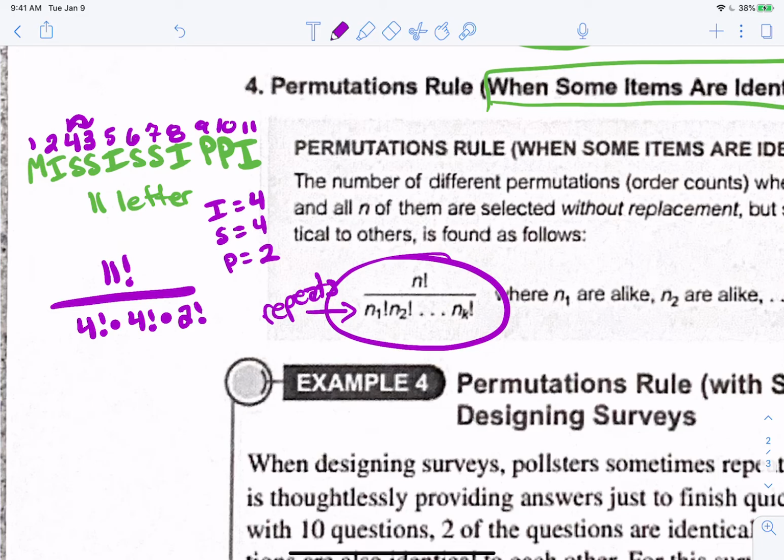Now, if you type 11 factorial divided by 4 factorial times 4 factorial times 2 factorial into your calculator that way, it will give you the wrong answer. All it will do is divide by the first part, then take that and multiply by 4 factorial and 2 factorial. So if you enter it like this into your calculator, you need to make sure you put parentheses around that bottom part. That's really super important.